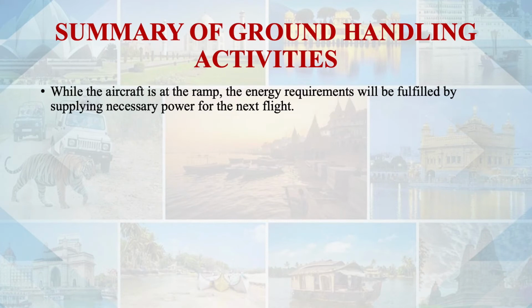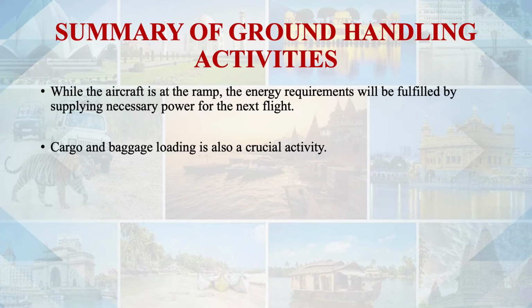While the aircraft is at the ramp, the energy requirements will be fulfilled by supplying necessary power for the next flight. So extra power supply is usually part of it. It has to be proper, the load sheet and everything has to be there, so that everything is loaded in a proper, scientific manner. The baggage has to be loaded in a very proper way, otherwise it can create troubles while the flight is flying.